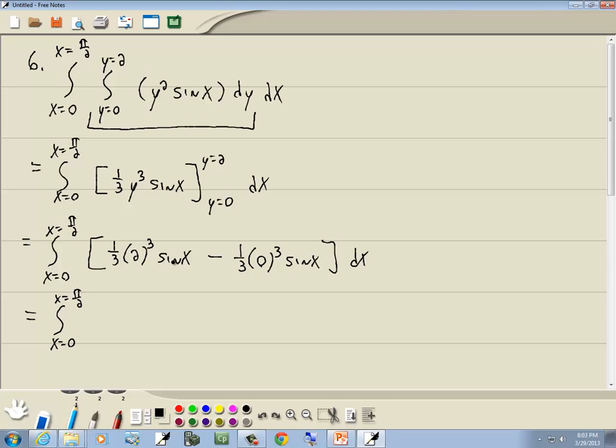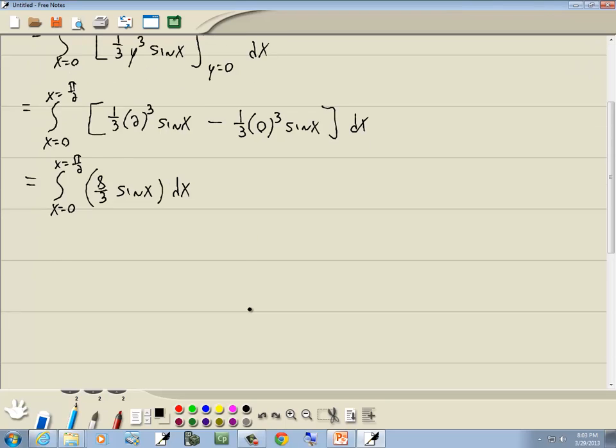Well, 2 to the third is 8, times 1/3 is 8/3. I could put it completely out in front if I wanted to, or leave it inside here. And then we got sine x. Now 0 to the third is 0, times 1/3 is 0, times sine x is 0, so that all drops away. So we're left with this right here. Again, if you want, you can take the constant, the 8/3, and put it out in front.